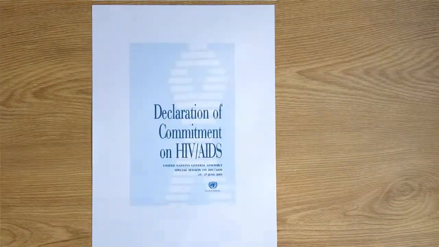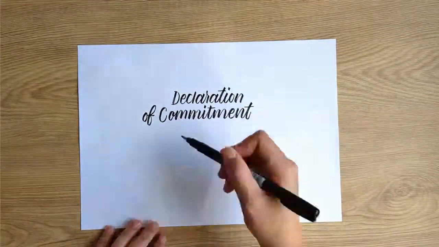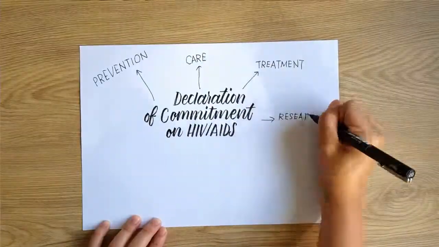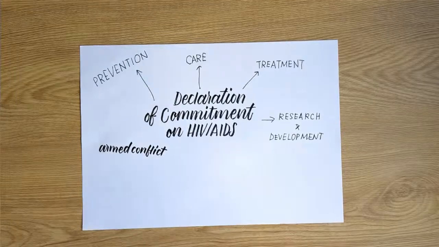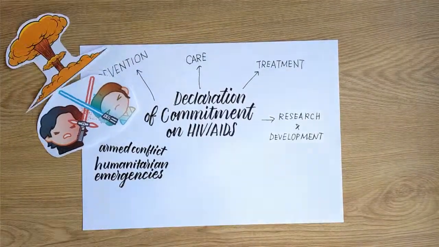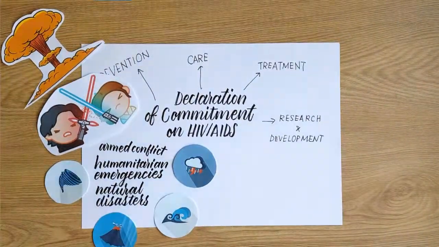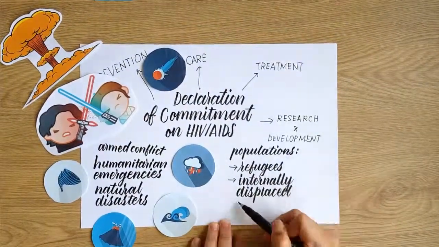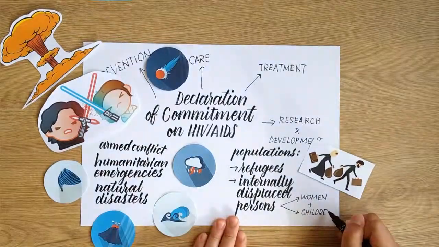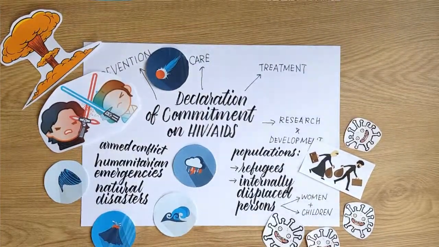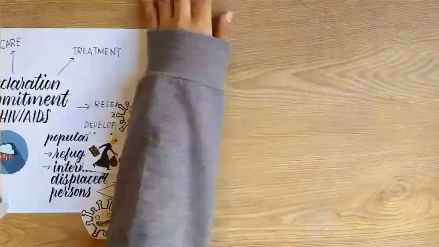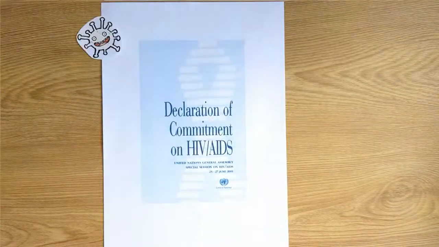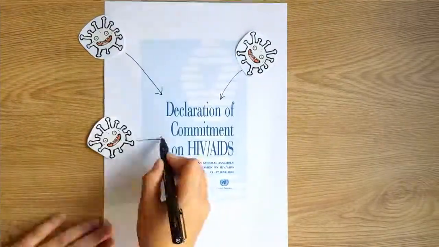The Declaration of Commitment on HIV and AIDS articulates strategies and goals to address HIV in conflict and disaster-affected regions. This declaration recognises the populations destabilised by armed conflict, humanitarian emergencies and natural disasters. These populations include refugees, internally displaced persons and in particular women and children, all of which are at increased risk of exposure to HIV infections. This called for HIV components to be factored into international assistance programmes where appropriate.